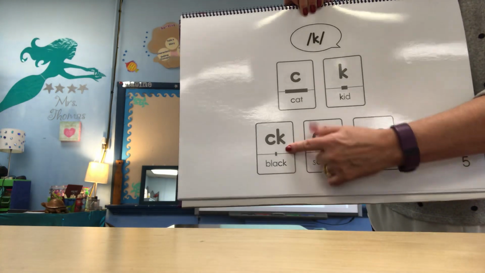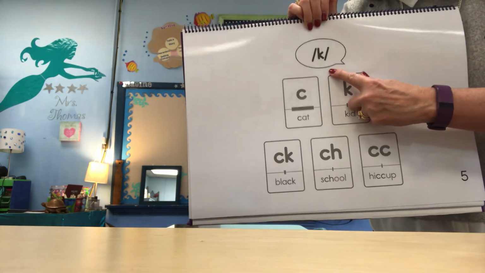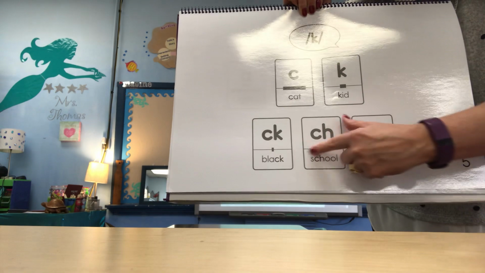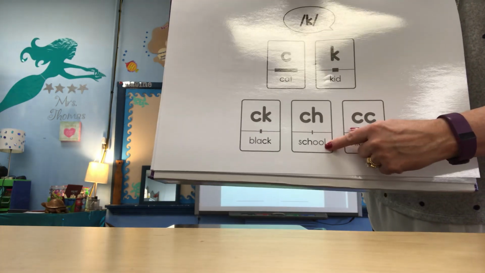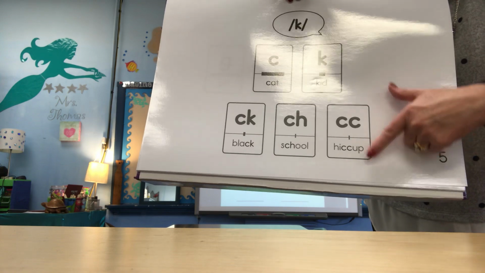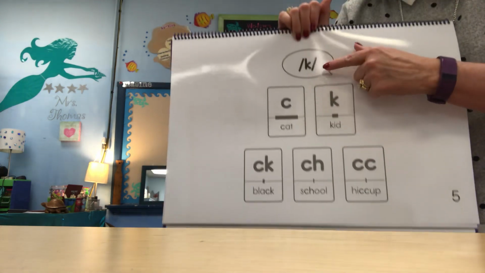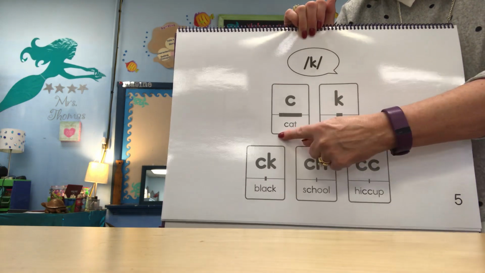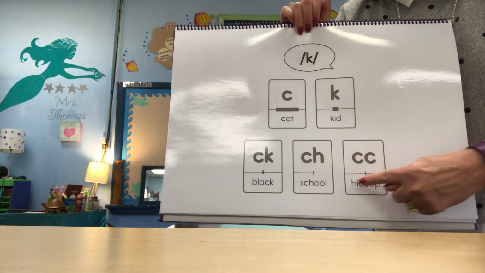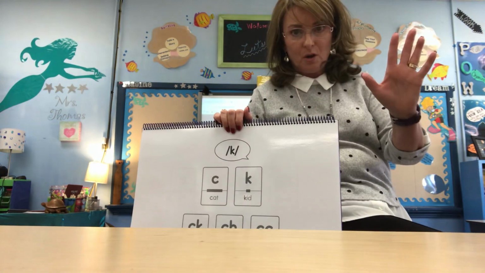So this week's spelling words all have to do with these spellings for this sound. So CK, CH as in school, and CC as in hiccup. Once again, we don't say "hic-cup." We just say hiccup, which has the K sound, and these are the different spellings. This is what I want the students to know.